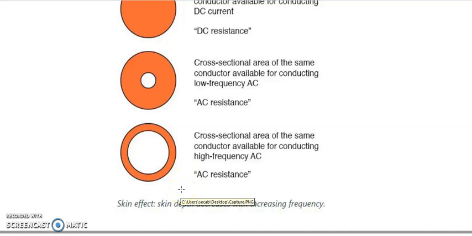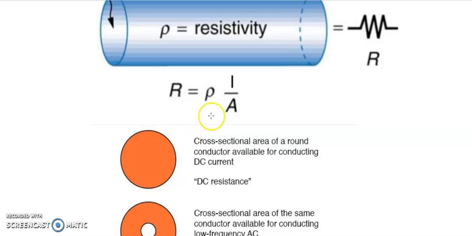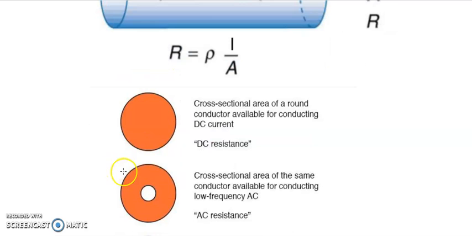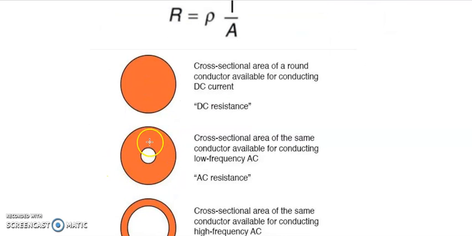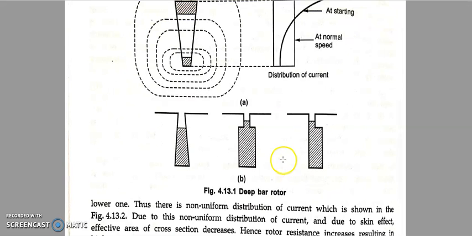So slip will be very less during its normal speed, during its rated speed. So what happens there? The effective area of cross section will increase. If the effective area of cross section increases, the resistance will decrease. If resistance decreases, the current is distributed uniformly throughout the conductor. Okay, hope you understood this.